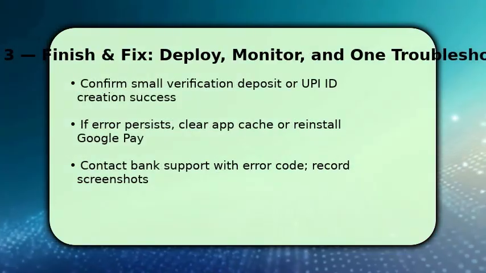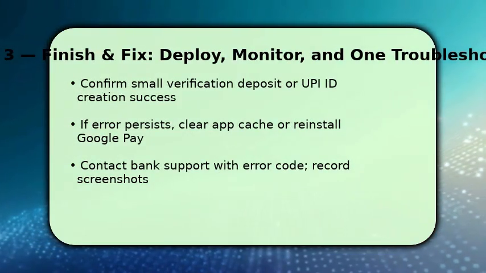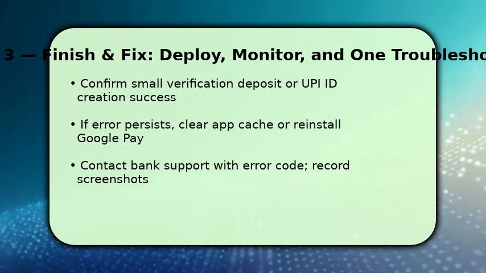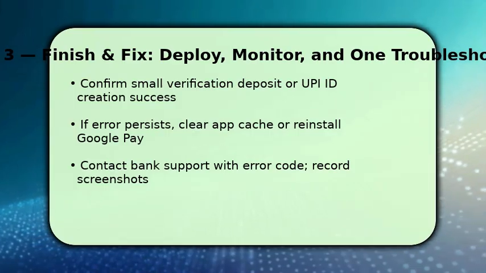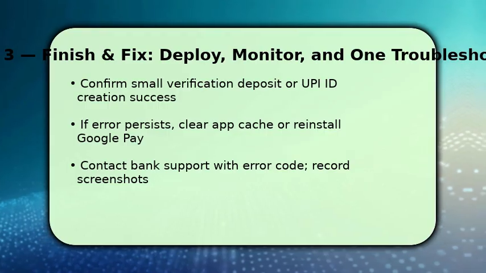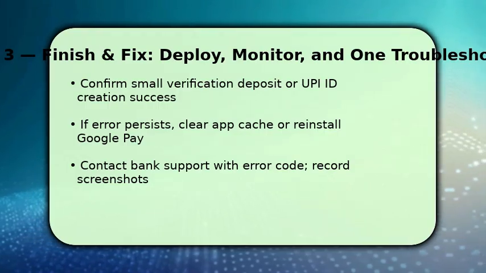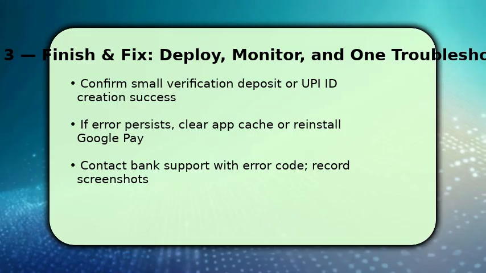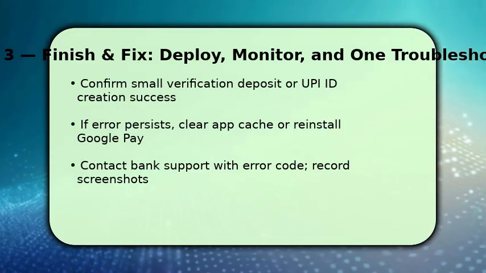Finish by confirming the small verification deposit or successful UPI ID creation. That proves the account is linked. If linking still fails, clear the app cache and data, then reinstall. This removes corrupt temporary files that block verification.